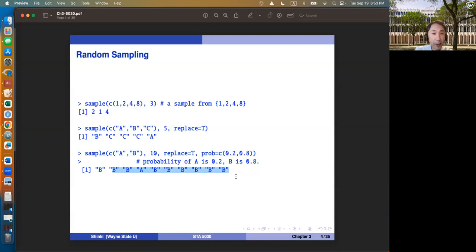Actually, in this case we got 9 Bs and 1 A. But that is natural. If B happens with 80% probability, maybe we have 7 Bs or 8 Bs or 9 Bs. A rare case is when we only have 5 Bs or we have 10 Bs. But that can be done with this. So obviously this is useful. For example, blood type: the distribution is not uniform.